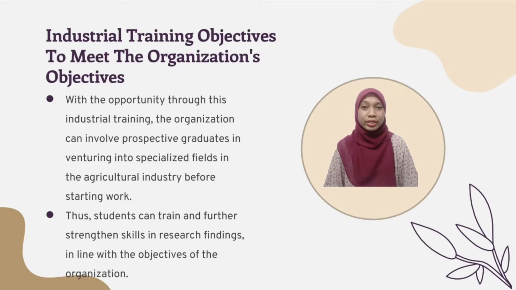Next, the industrial training objectives to meet the organization's objectives. First, with the opportunity through this industrial training, the organization can involve prospective graduates in venturing into specialized fields in the agriculture industry before starting work. Thus, students can train and further strengthen their skills in research findings in line with the objectives of the organization.